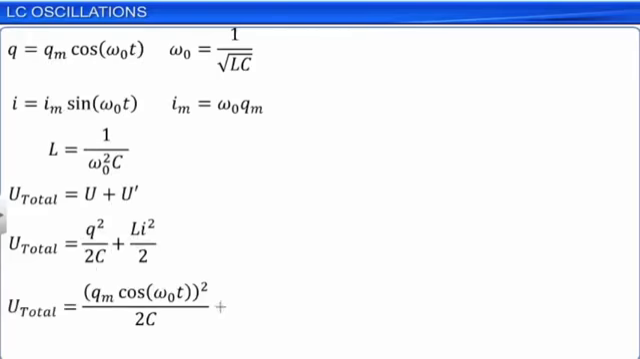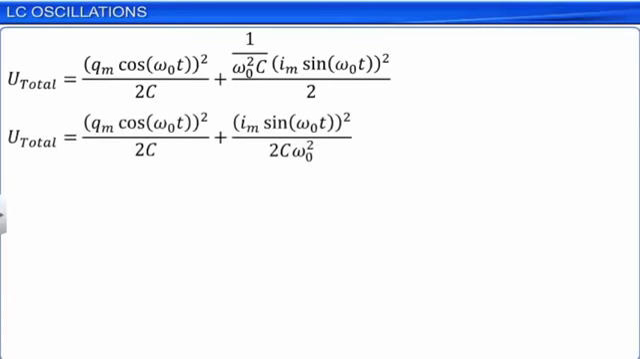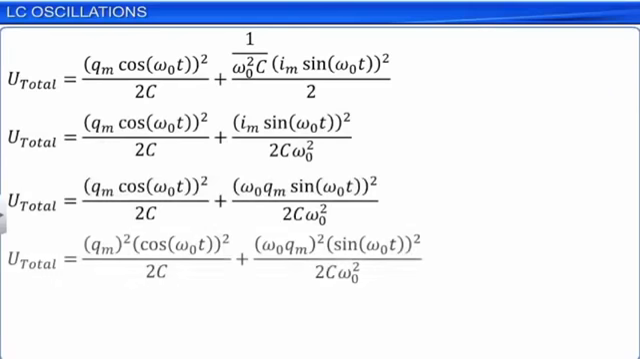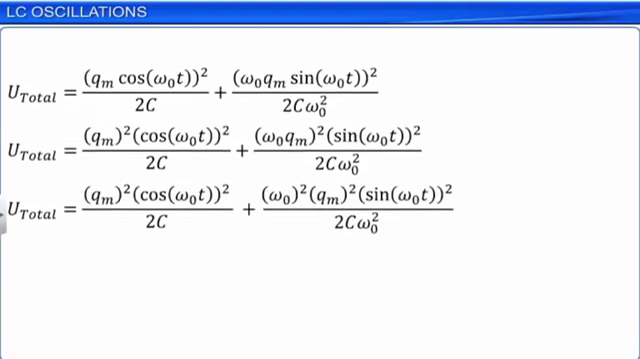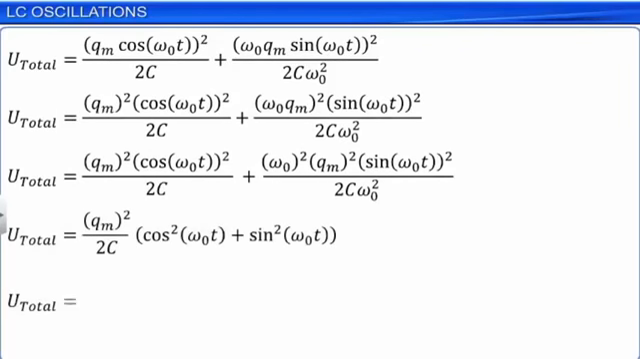Substituting the values of I and Q in this expression and simplifying, we get U total is equal to Qm square by 2C. This expression of total energy is equal to the energy stored in the capacitor when it is fully charged, which was the initial stage. Thus, the total energy in an LC circuit is always a constant. This also holds good as no external force acts on the system. Hence, this oscillation is self-sustained.